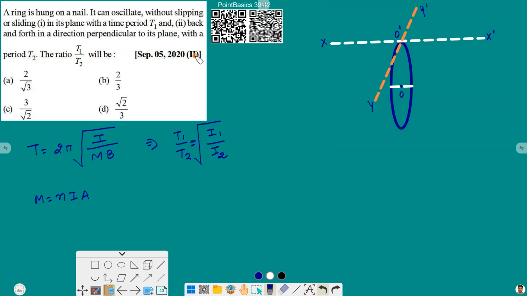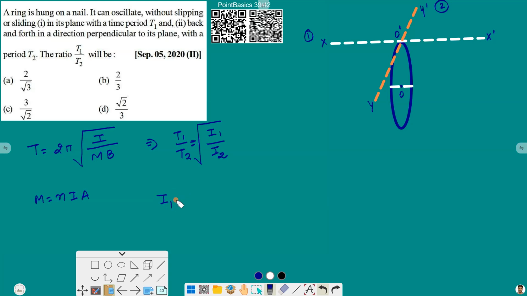So this is our in plane and without slipping or sliding in plane. So that's our T1. Oh, sorry, axis 1, and perpendicular to plane, this is our axis 2. So let's find out moment of inertia around this axis.